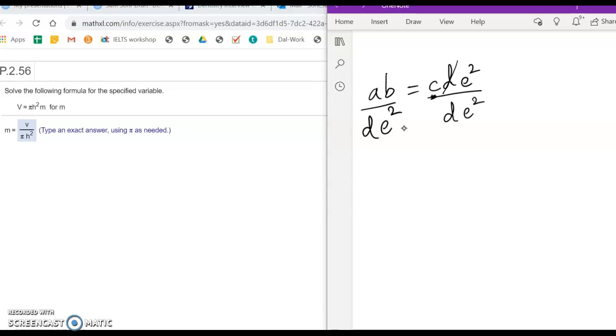Now it's easy. D and D cancel out. E square cancels out. We are left with Mr. C on the right side. What's on the left side? AB upon D E square. And you just feed it.